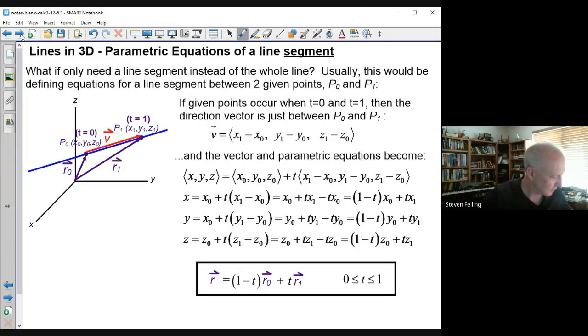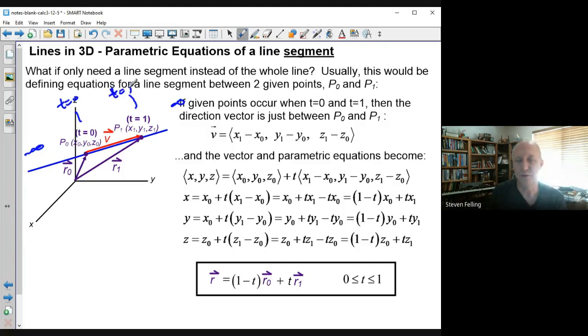Okay, the last thing we're going to talk about before we wrap up this part 1 video is, what if we don't need the entire line? What if I only need a line segment between 2 points on the line? Like say from point P0, x0, y0, z0, to another point P1, which is x1, y1, z1. Okay, so what that means is we don't need to have the parameter t go all the way from -infinity to +infinity. We just need to cover the values from t = 0 to t = 1.